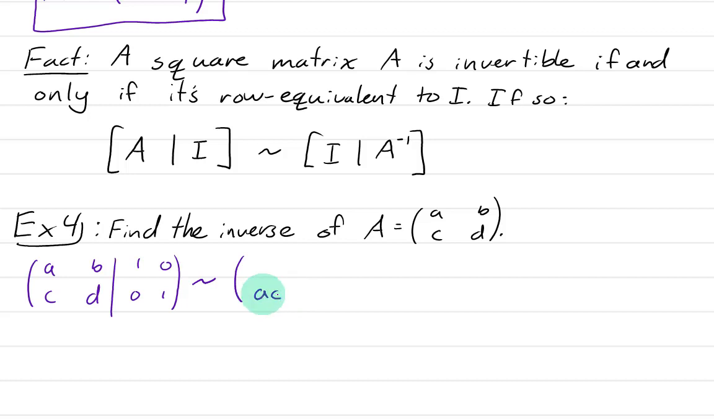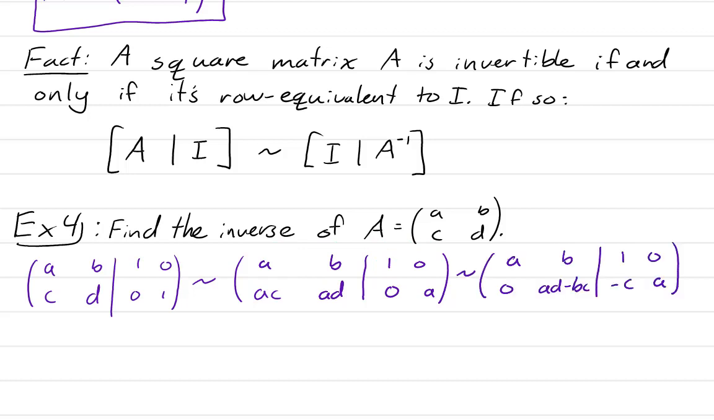So if this is A times C in this position, then you'll be able to do negative C times A, and then add that to this new second row to clear it out. So that will give you A times C and A times D here, A times 0 and A times 1, and leaving the A and the B and the 1, 0 alone. So then I'm going to do a row replacement operation, doing negative C times this first row and adding that to the second row to get a 0 there.